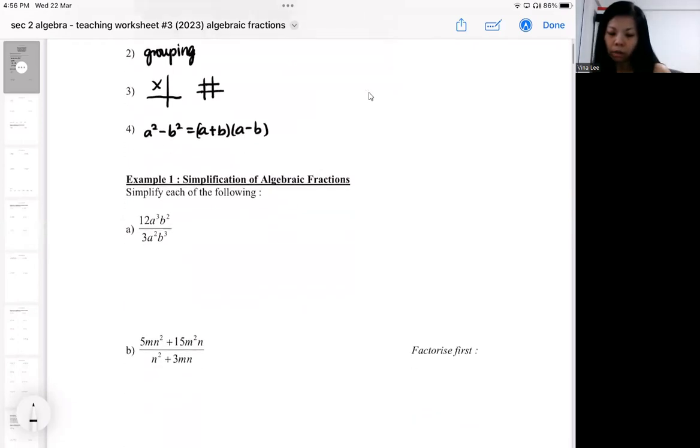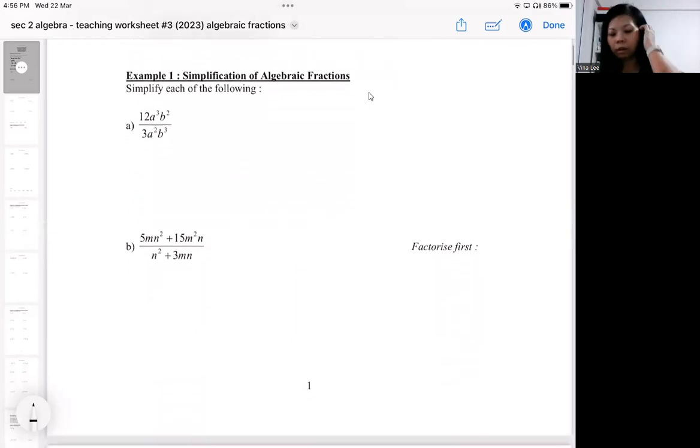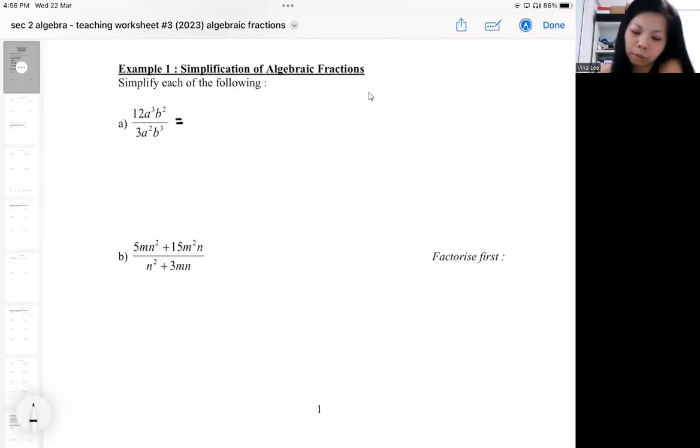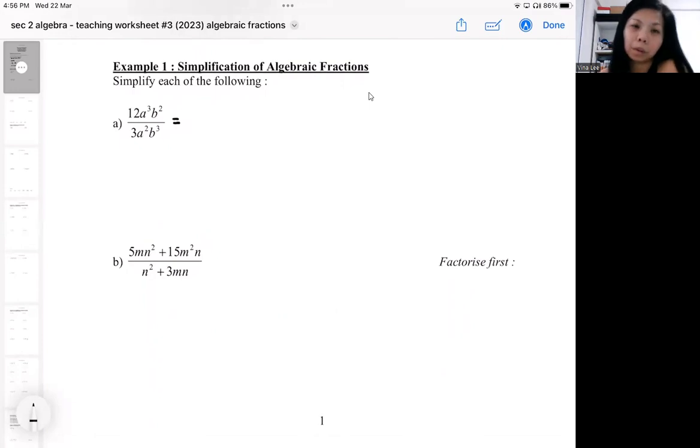In this, 1A is the simplest kind of simplification. But some of you will get confused by the power. If you are confused by the power, what you can do is, for me, I might cancel the number first. Then the meaning of A cube is A times A times A. The meaning of B square is B times B, and A square is A times A.